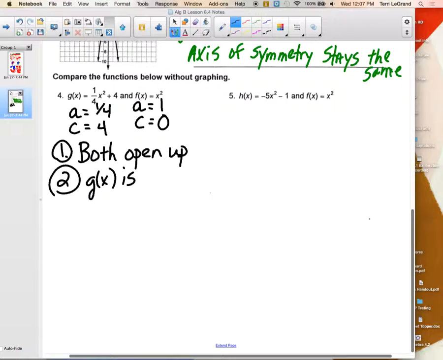Let's do our thing. The absolute value of 1/4, what is that? 1/4. We're going to compare 1/4 to 1. What's true about it? It's less than 1. So there's our support for whatever we decide. Is it skinnier, wider, or the same? It's wider. Go in the front and look. When A is between 0 and 1, it is wider. And this is between 0 and 1. 1/4 is between 0 and 1. So G of X is wider.